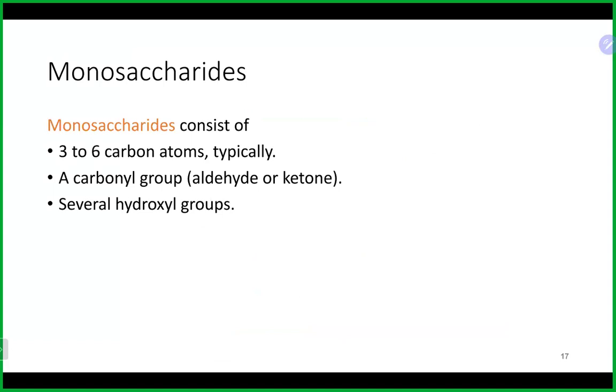So let's start with monosaccharides. Monosaccharides consist of usually either 3 or 6 carbons. And they typically have a carbonyl group. So remember that the carbonyl group is that carbonyl carbon, and that is the carbonyl group. It is a polar group with the oxygen being more negative, the carbon being more positive.